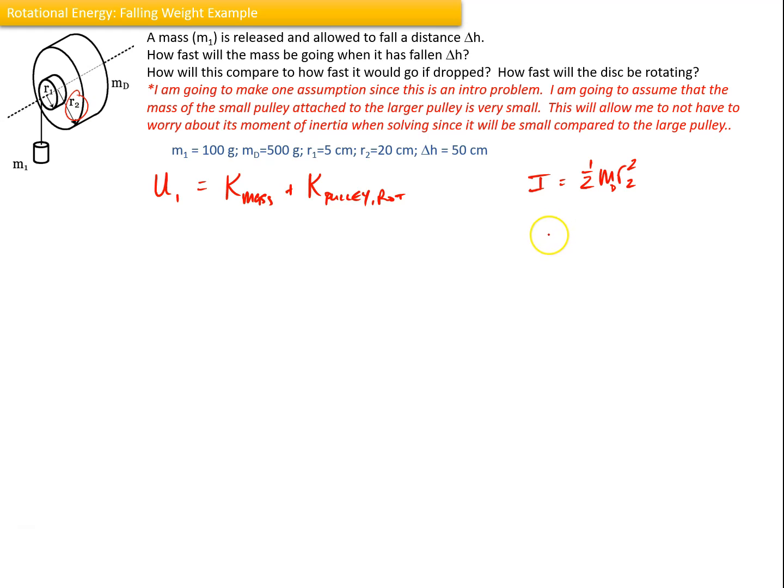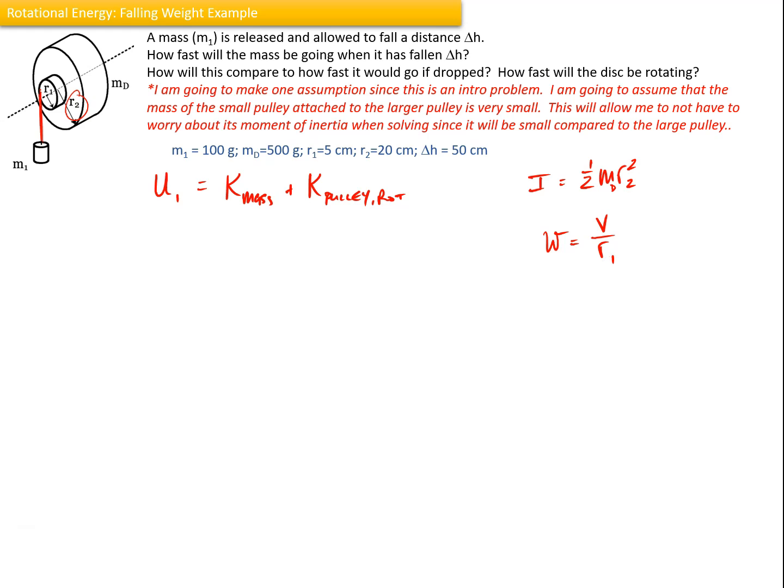And again, don't forget that we can convert the angular velocity of the pulley to the linear velocity of the string. So we have to be a little bit careful here. Since the string is attached to the small radius, we don't want to use the full radius of the pulley to convert our angular motion to our linear motion. We want to use the radius of the part that it's hooked up to. So we can say that the angular velocity of the pulley is equal to the linear velocity of the string divided by radius 1.